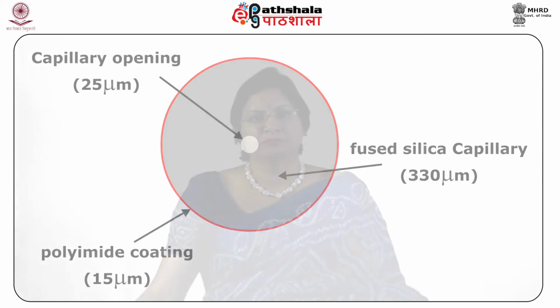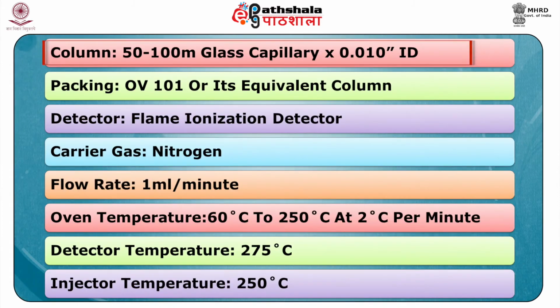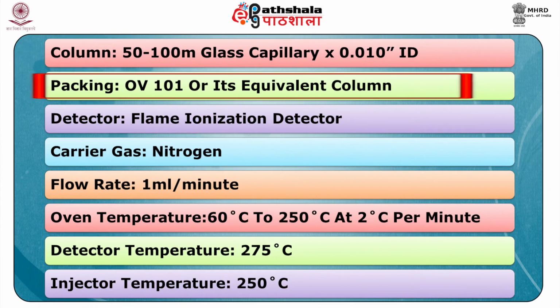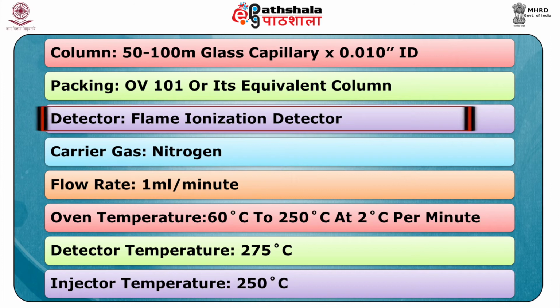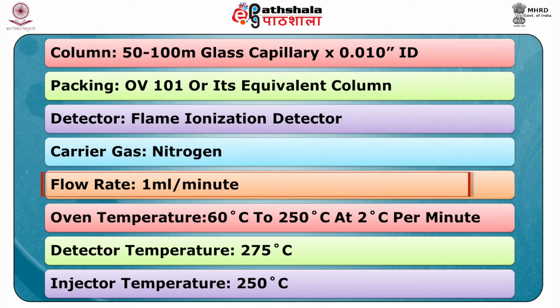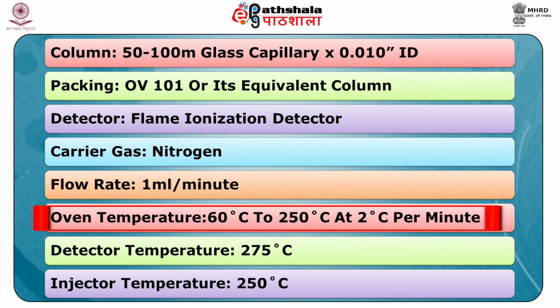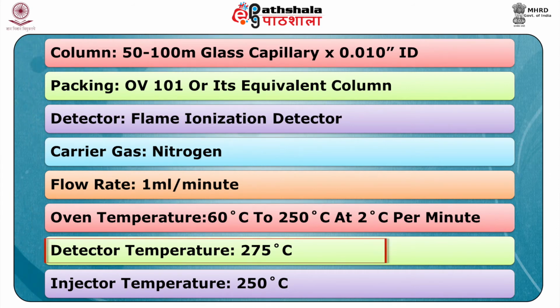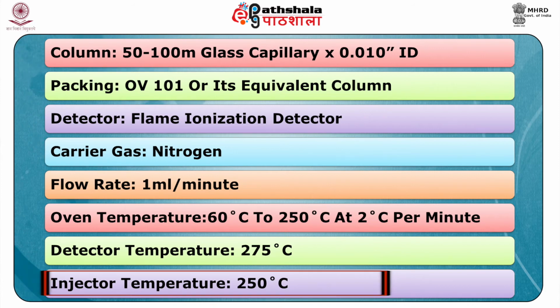For petroleum product analysis, we again have to maintain some specific conditions, as we did for gas chromatography, and we can see them here. The operating conditions are: the column used is a 50 to 100 m glass capillary with 0.01 ID. Packing is OV101 or its equivalent column. The detector used is the same, flame ionization detector, FID. The carrier gas here is nitrogen. The flow rate is kept at 1 milliliter per minute. The oven temperature is programmed from 60 to 250 degrees centigrade at 2 degrees centigrade per minute variation. Detector temperature is kept at 275 degrees centigrade and the injector temperature at 250 degrees centigrade.